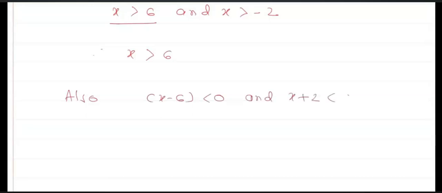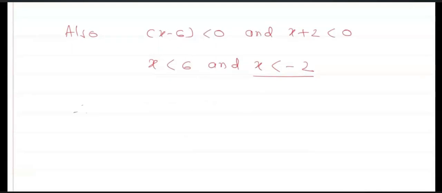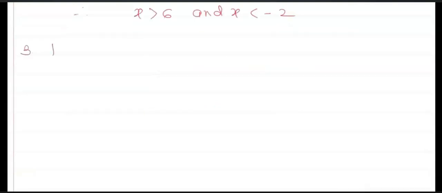And it is positive again when both of them are negative. x minus 6 is less than 0 and x plus 2 is less than 0. x is less than 6 and x is less than minus 2. That is, x is greater than 6 and x is less than minus 2, and the given function is increasing.